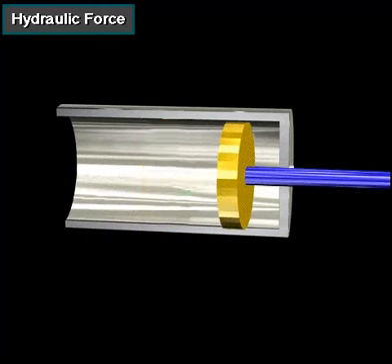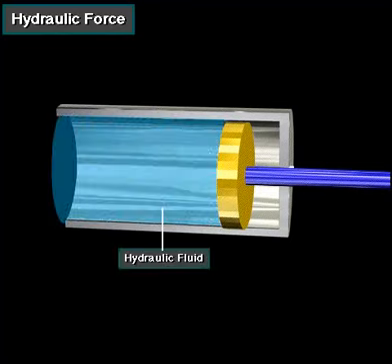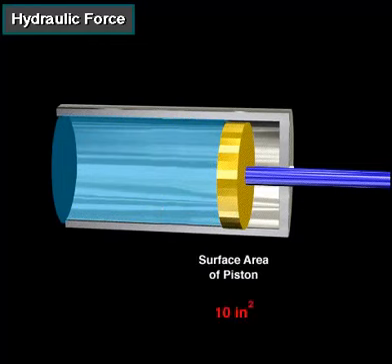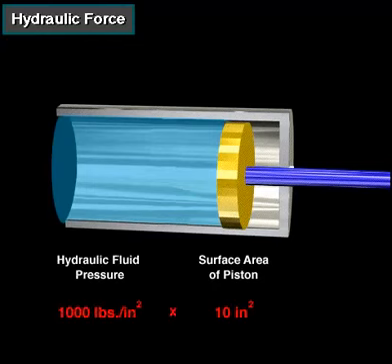Here's a piston moving inside a cylinder. Hydraulic fluid fills the cylinder to the left of the piston. The piston's surface area is 10 square inches. If a pump puts 1,000 pounds per square inch, or psi, of hydraulic fluid pressure on one side of the piston, this 1,000 psi acts on the 10 square inch piston to produce 10,000 pounds of force. That's a lot of force available for powering certain tools and equipment.